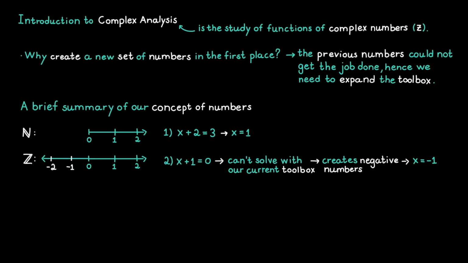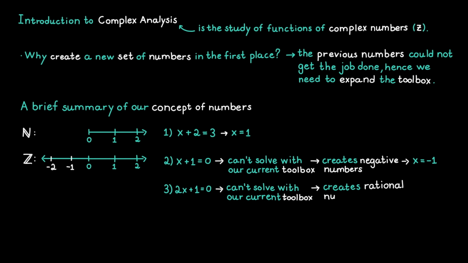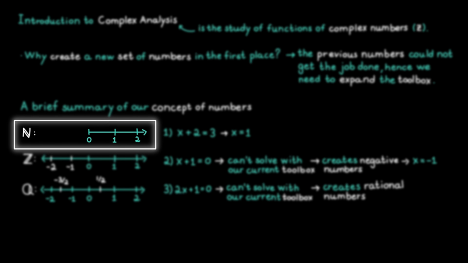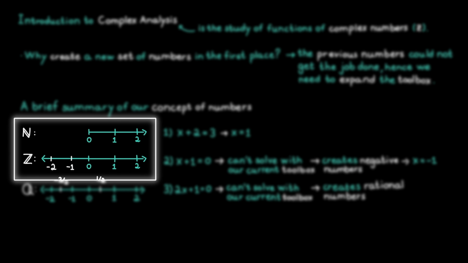And everything worked great until it didn't. We once again stumbled upon a problem that we couldn't solve, like this one here, 2x plus 1 is equal to 0. So we once again had to expand our toolbox, which we did by creating the rational numbers. And a good thing to remember here when I say that we expand our toolbox is that we don't remove any old numbers, we just add new ones. Hence, the natural numbers are contained inside the integers, which in turn is contained inside the rational numbers. So everything just piles on, we expand our number line. We don't remove any numbers.